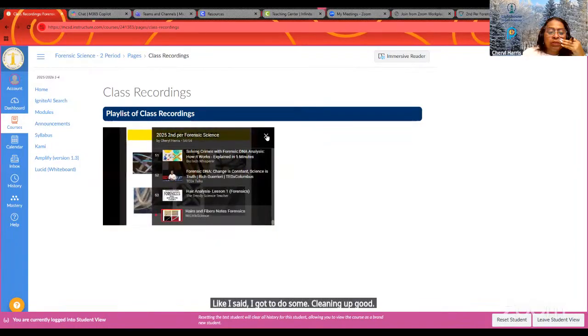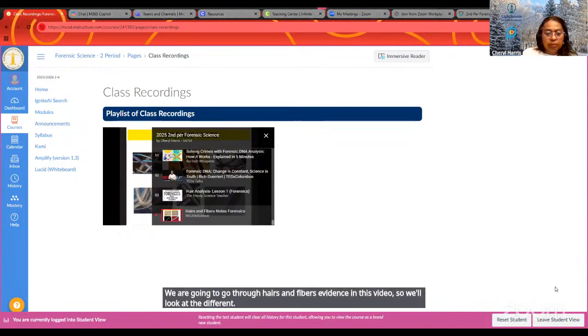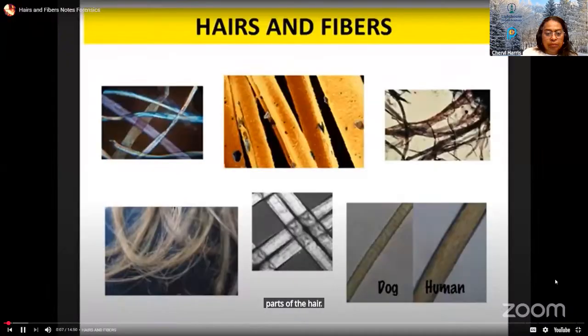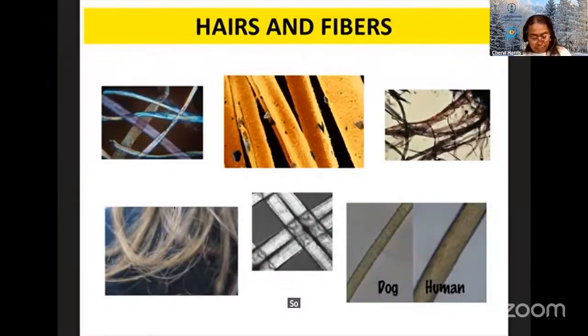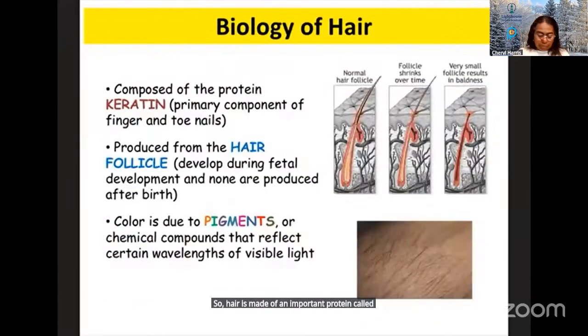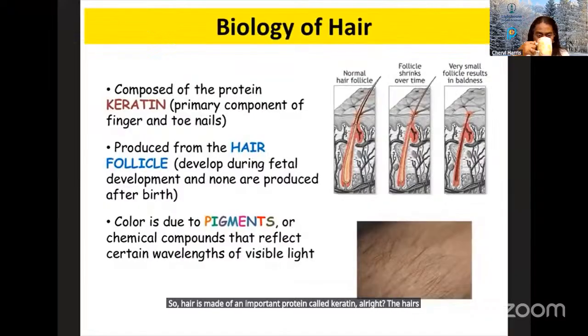Because we're going to go through hairs and fibers evidence in this video. So we'll look at the different parts of the hair, the different types of fibers, and then how these can be used in forensics. So to repeat what hair is made of, it's an important protein called keratin. All right, the hairs are produced from hair follicles.